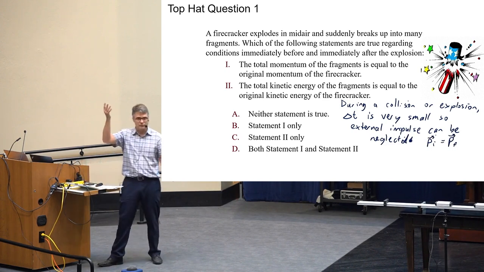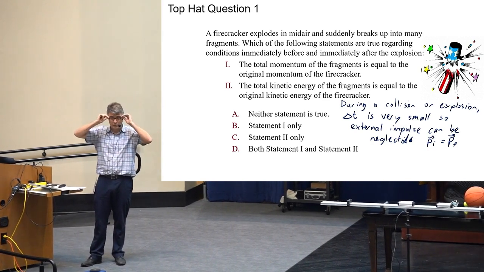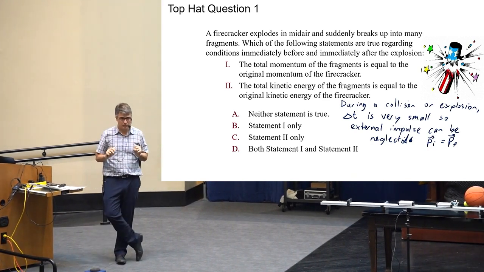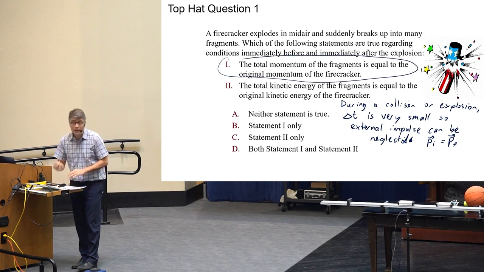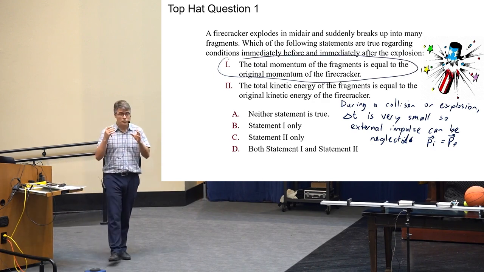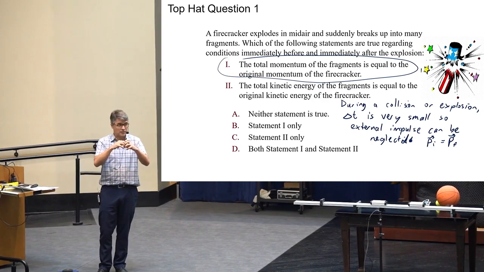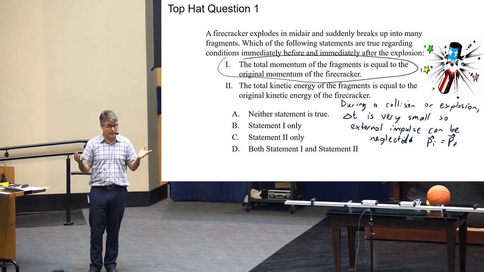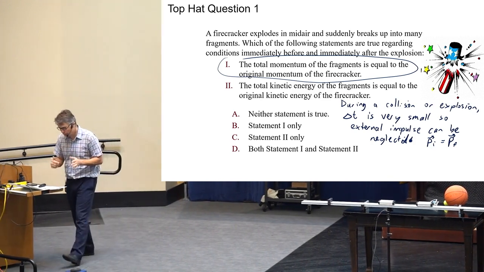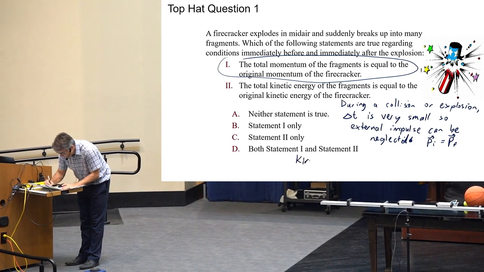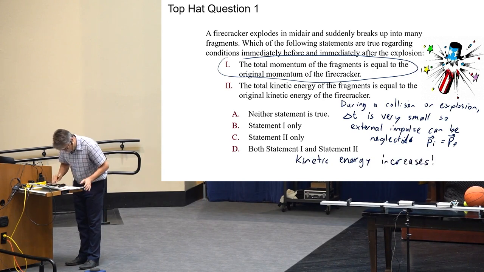I guess there might be gravity if it was flying up, and so gravity would have an external impulse, but it'd be pretty small if the explosion was really, really short. So that's why we say that the total momentum of the fragments is equal to the momentum of the firecracker. But the kinetic energy is completely different, and that is because there's a whole bunch of chemical energy inside the firecracker that changes into kinetic energy. That's the purpose of all the gunpowder that's in there. So kinetic energy increases a lot.